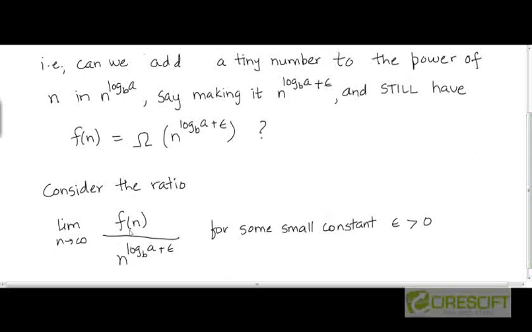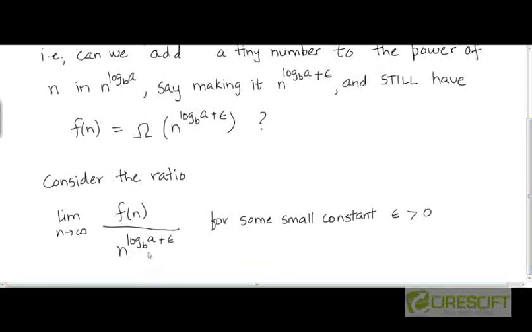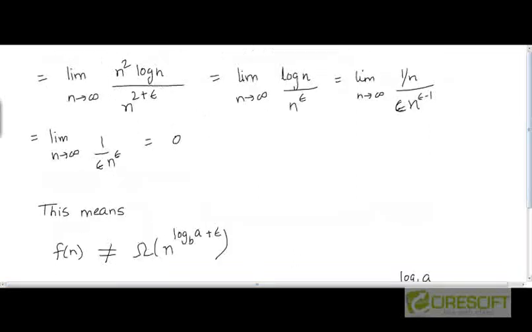So let's check what the ratio of the two functions is after adding this plus epsilon. So f of n is n square log n and log base b of a is 2. So this ratio will become n square log n divided by n to the power 2 plus epsilon. n square and n square cancel and we are left with log n in the numerator and n to the power epsilon in the denominator. Now this is an infinity by infinity indeterminate form in the limit because both the numerator and denominator tend to infinity as n tends to infinity.